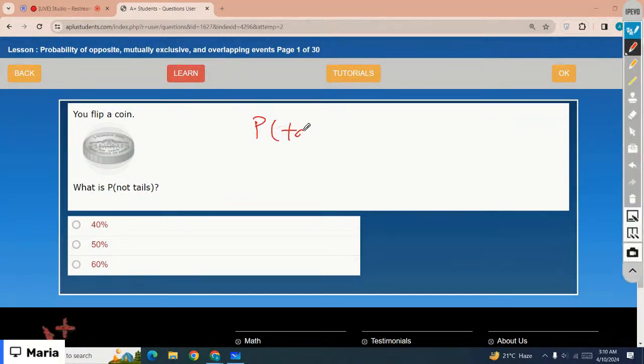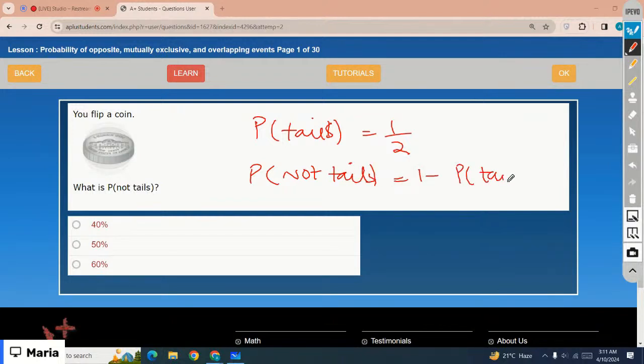First, you have to calculate the probability of tails. The probability of tails is 1 over 2, right? Probability of not tails means 1 minus the probability of tails, right? If you subtract the probability of tails out of 1, you are left with the probability that is for not tails. Got it? So you have to do 1 minus 1 over 2. That is again 1 over 2. When you convert it in percentage form, that is 50%. Got it? The correct option is 50%.